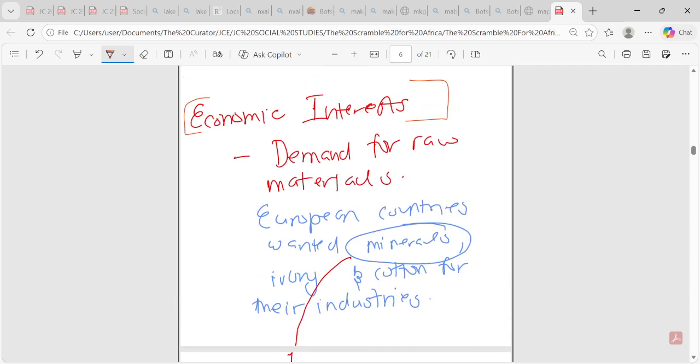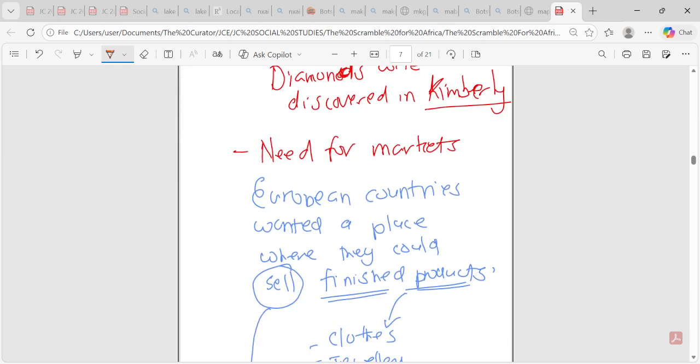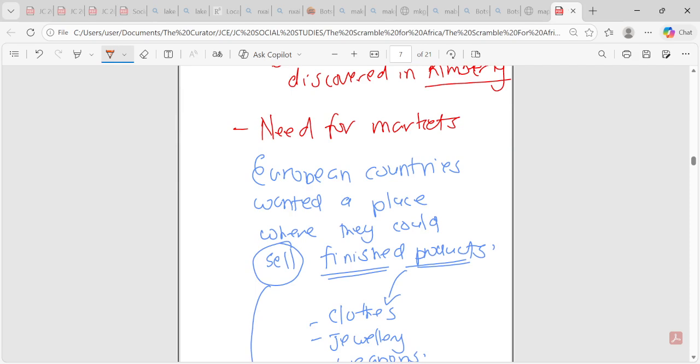So as far as economic interests were concerned, there was a demand for raw materials. Africa had an abundant supply of those raw materials, namely the minerals, the ivory, and the cotton. The example there being that diamonds were discovered in Kimberley. There was also the need for markets, like I said. European countries wanted a place where they could sell finished products.